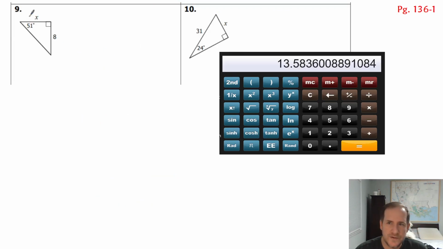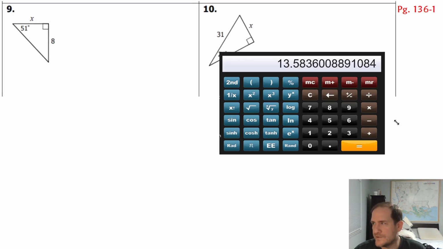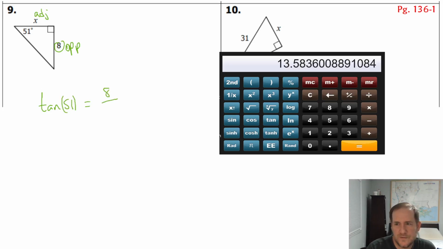So number 9 is another one where we're solving for a side. We don't have to find an angle, we just have to find a side. So we don't have to do any inverse trigonometry, we just do normal trigonometry. And for this one, looking at it, hopefully you're getting good at this by now. You can tell that this is going to be tangent because we see that opposite side. Ooh, opposite side. And we see this adjacent side. So that means we want the tangent of 51, and it's going to be equal to 8 over x. So solving this one's going to feel like the last one.